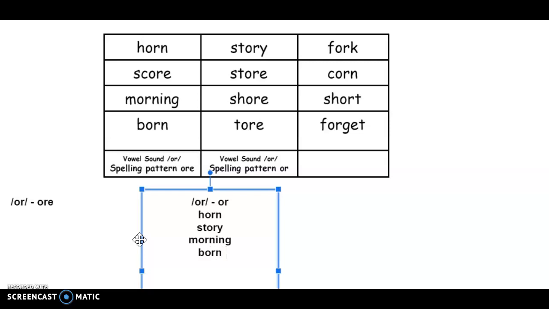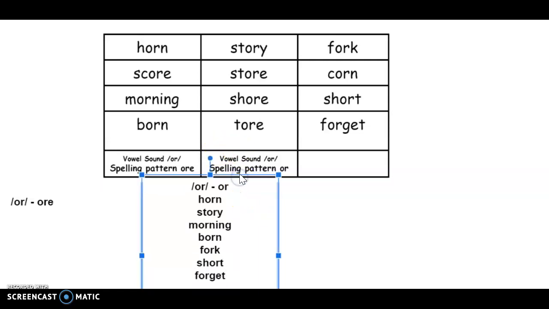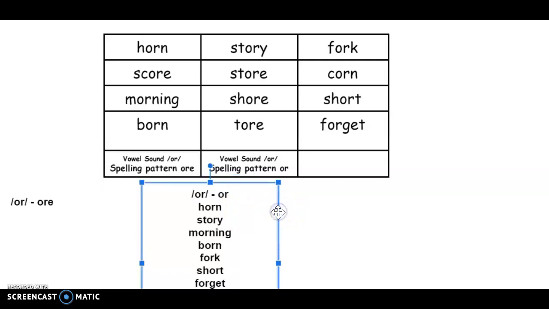The word born, I hear it in the middle of the word. Fork, I hear that OR sound in the middle of the word. So I use a fork to eat my mac and cheese. Short, forget, or I hear that in the middle of the word for. I forget to do something.